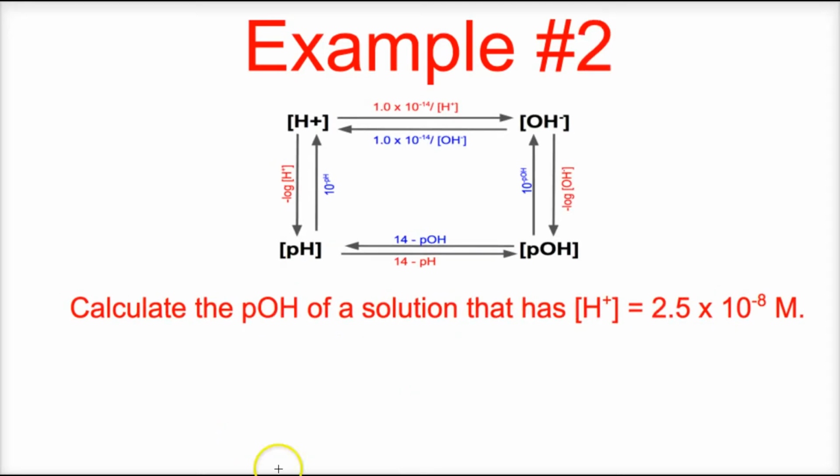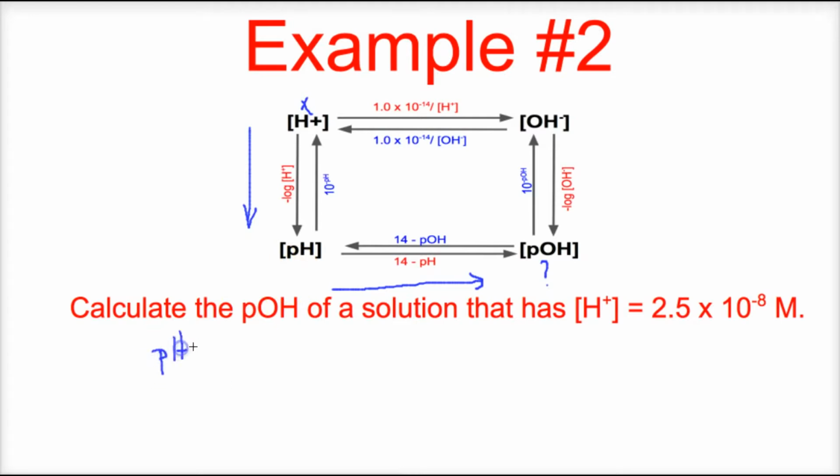All right, in this problem, it says to calculate the pOH. So we want to know what the pOH is when we have a solution that has an H plus concentration of this. If you take a look at this problem, this is a two-step problem. We can either go this way and then down, or we can go down and then this way to figure out the pOH. Either way, you'll get the same answer. I'm going to go this way first, and then I'm going to do this last just because it's easier for me. So first thing we need to do is calculate the pH of this solution.